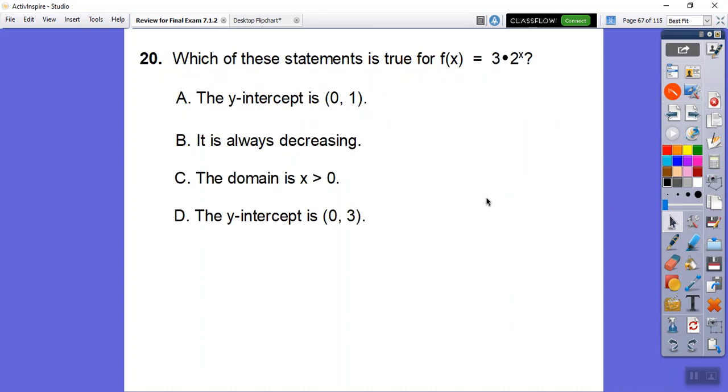All right, which of these statements is true for f of x? Okay, these ones usually ask for the y-intercept. And the y-intercept is when x equals 0. Remember, anything to the 0 power equals 1, so 1 times 3 is 3. So the y-intercept is (0, 3) right here. Okay, so it's that one. So where is it that makes this equal to 0? And then anything to the 0 equals 1, 1 times this number.